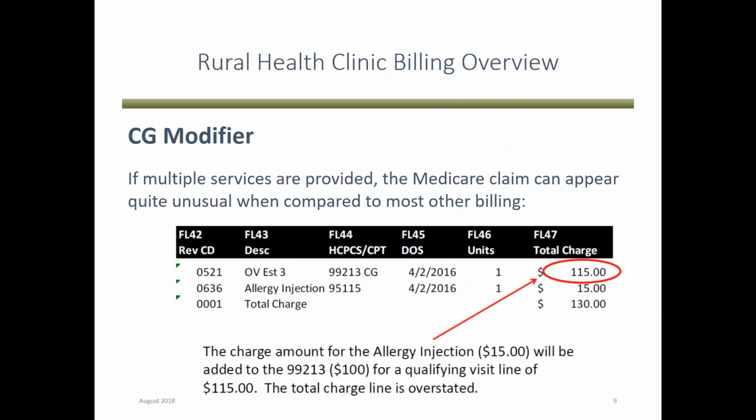However, if multiple services are provided during the course of the encounter, the Medicare claim form can appear quite unusual in comparison to most other billing. So our second example is a Medicare patient that is treated in the rural health clinic, again for an established patient office visit with CPT code 99213.